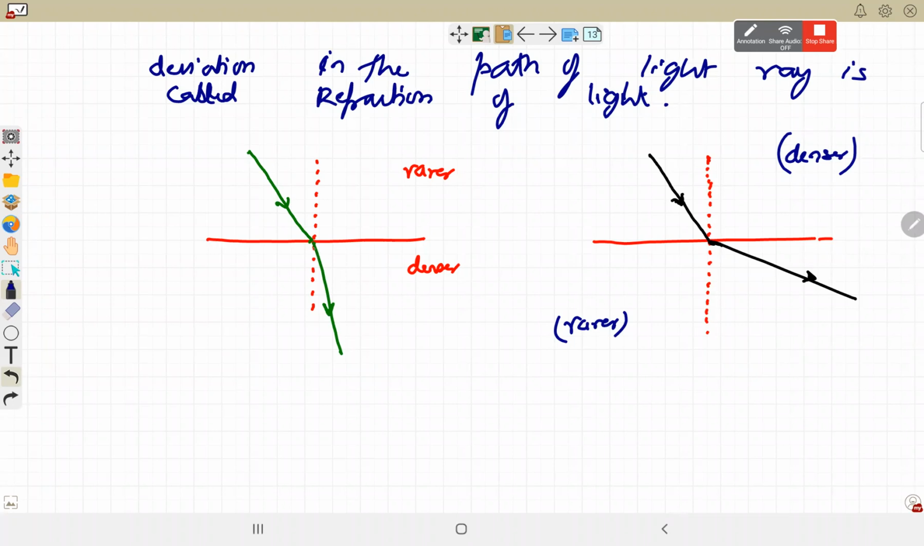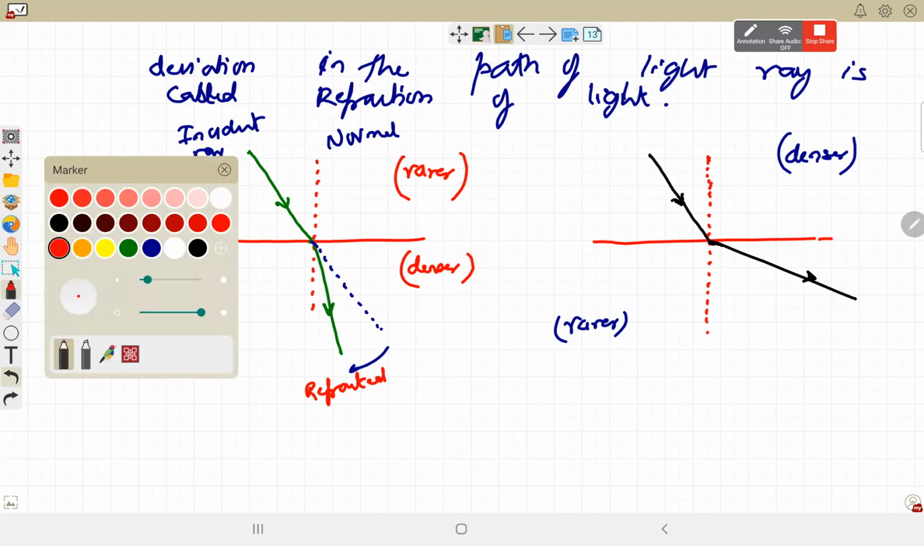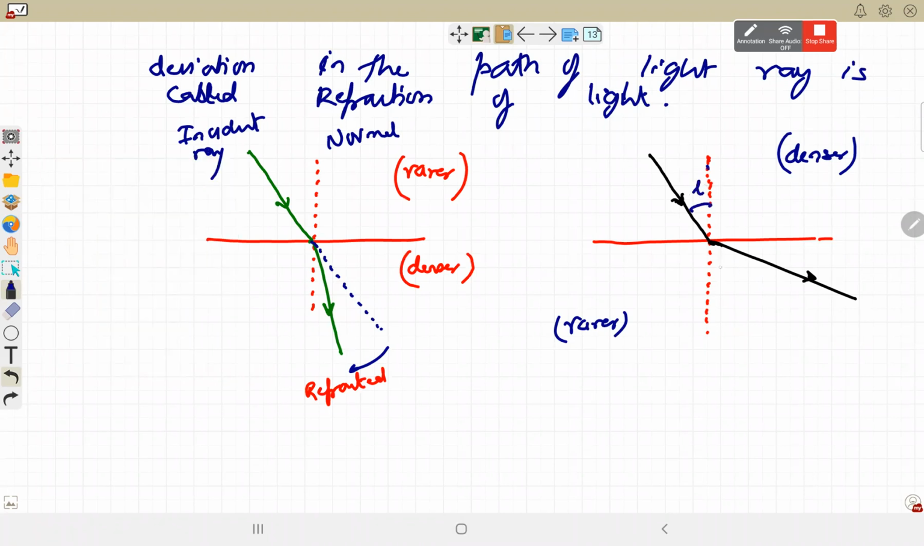The light ray which goes from rarer medium will bend from the initial direction. So incident light ray, at the point of incidence we draw normal, and then it is called refracted ray. The refracted ray will be bent towards the normal from its initial direction if it is going from rarer to denser. If it is going from denser to rarer, then from the initial direction it will bend away, and this angle from the normal is called angle of refraction. I is angle of incidence, R is angle of refraction.